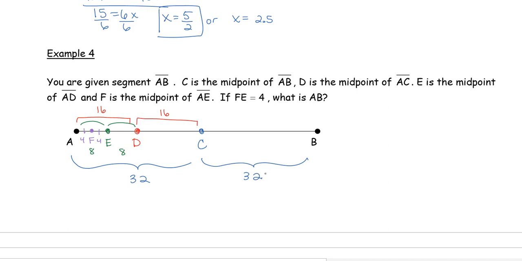Our end goal here was to find out what AB is. From A to B, since C is the midpoint, that's 32 and 32. We add those 32s together and find that AB is going to be equal to 64. So it's a midpoint of a midpoint of a midpoint. You're continuing just to break it down into 2 equal pieces. Once you get your smallest piece, work your way out.